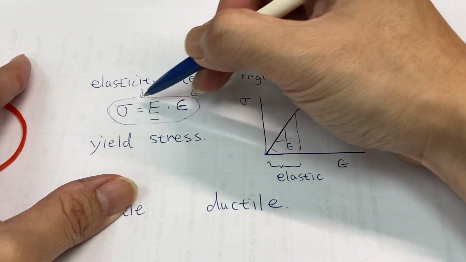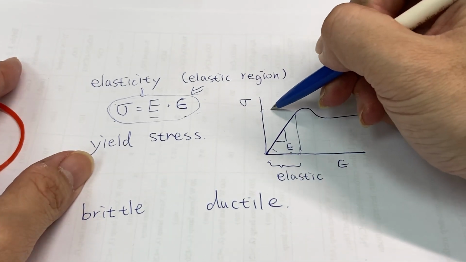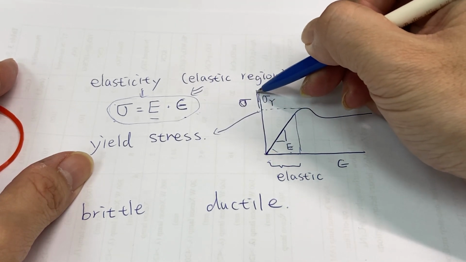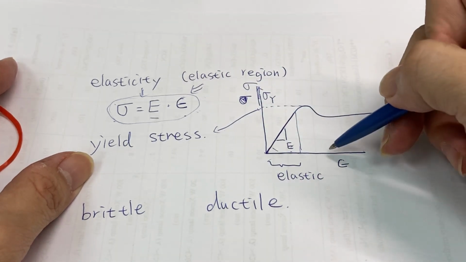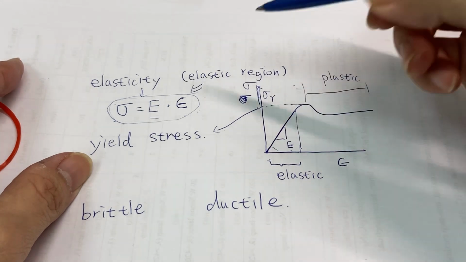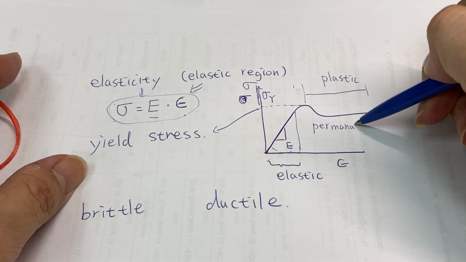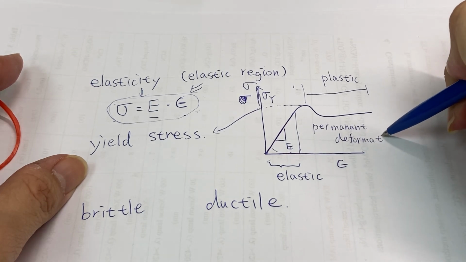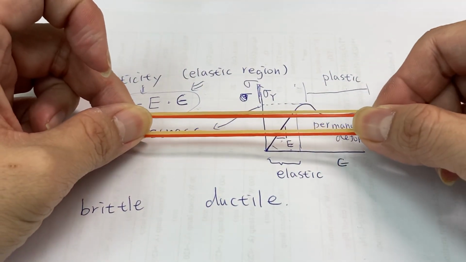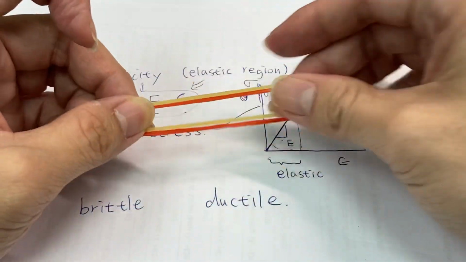If the material is in the elastic region, this relation holds. But once the material passes the so-called yield stress, it's no longer in the elastic region. After here we call it the plastic region, and in the plastic region the material will have permanent deformation. When the material is in the elastic region and I make a strain on it, after I release the force the material goes back to its original situation. That's called elasticity and the elastic region.